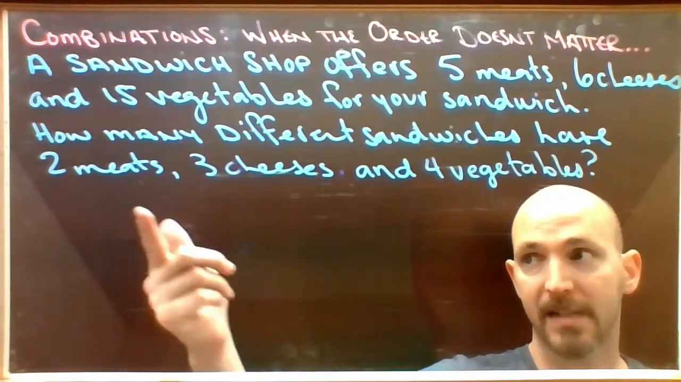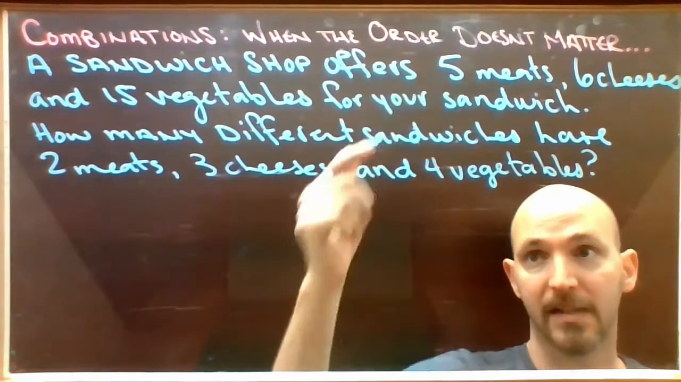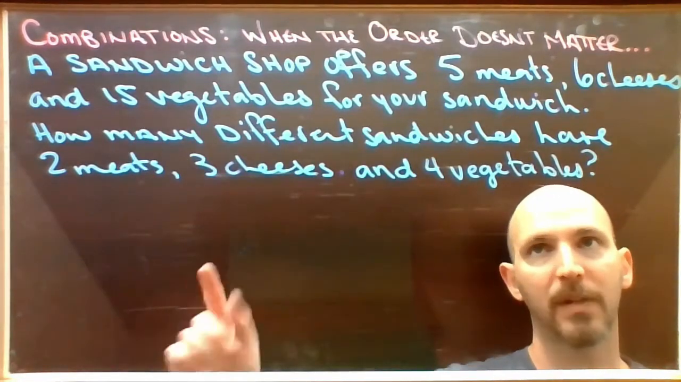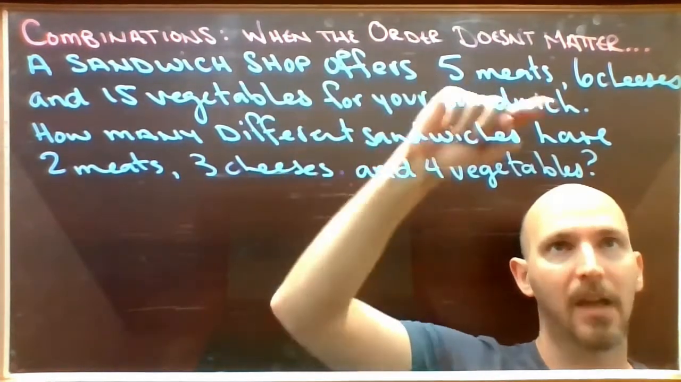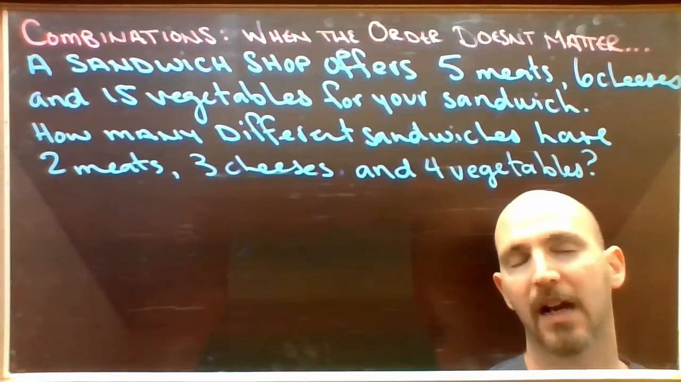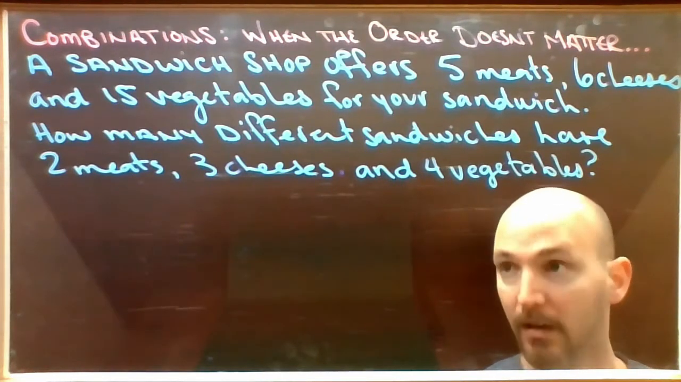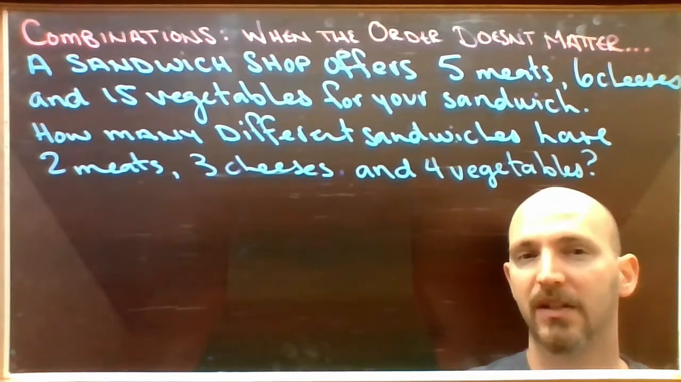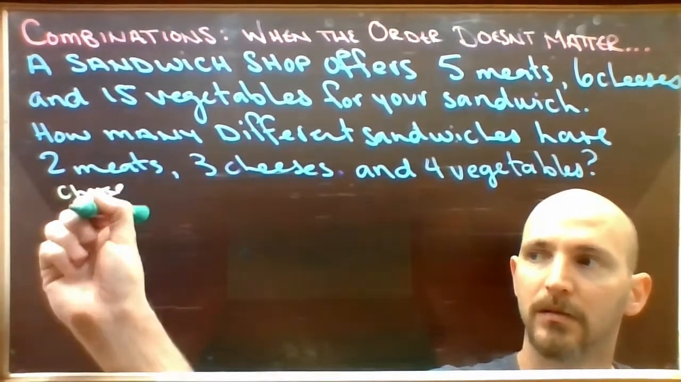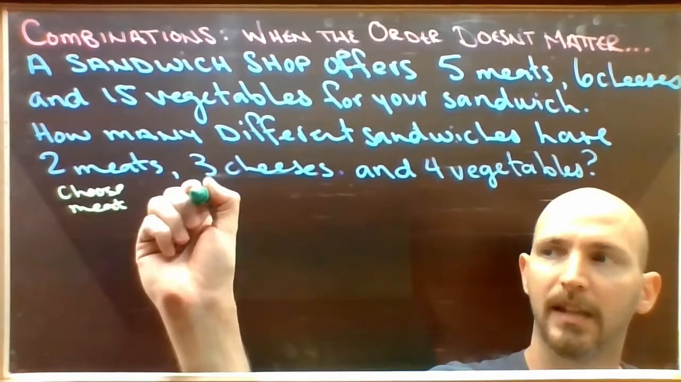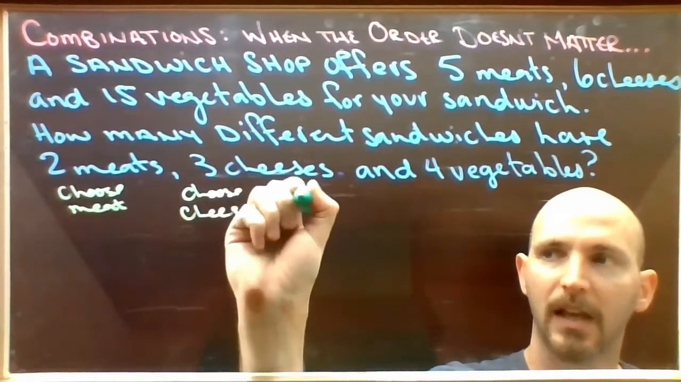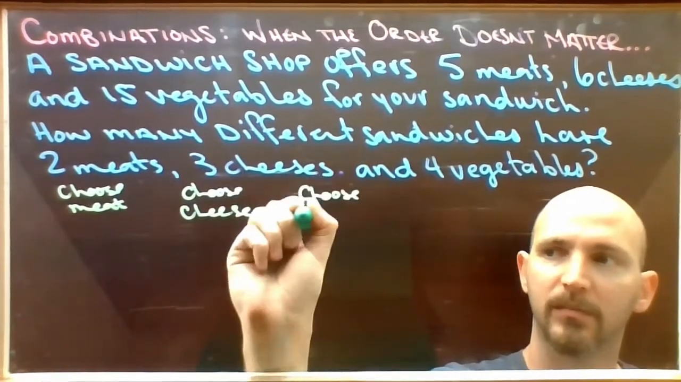Obviously, we're only taking some of the meats, 2 out of 5, 3 out of 6, and 4 out of 15. The condition is that I'm only grabbing some of these and some of these and some of these. You hear that word "and" again. So I'm going to have to do some multiplication. If you were to physically do this, you would have to choose your meat. And then you'd have to choose your cheese. And then you'd have to choose the vegetables.